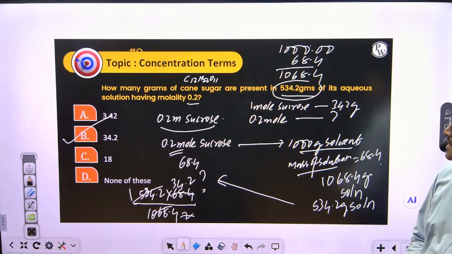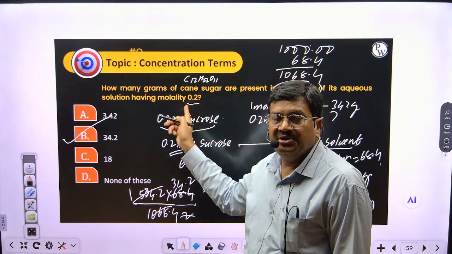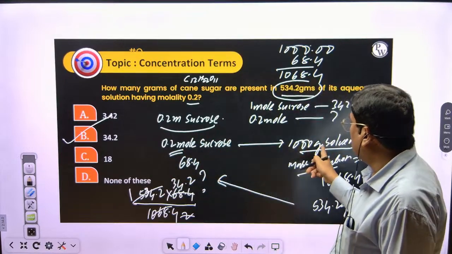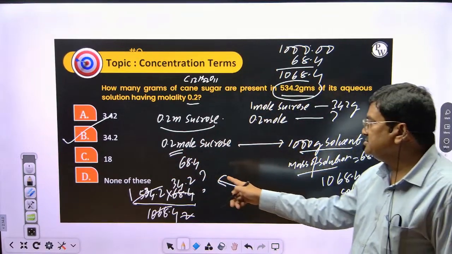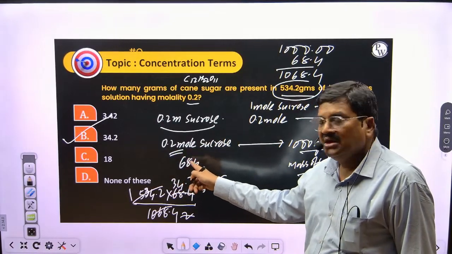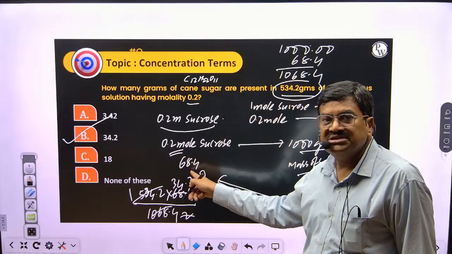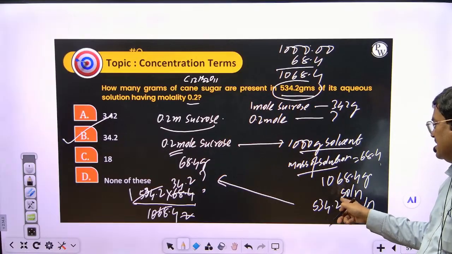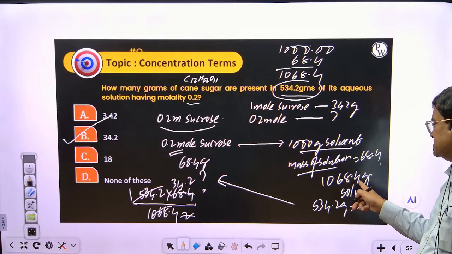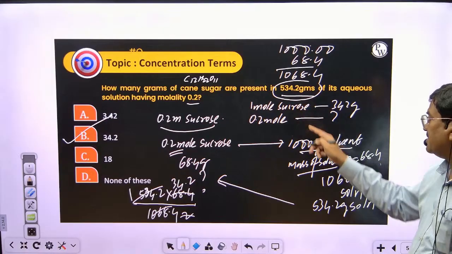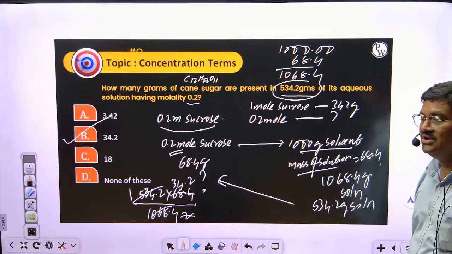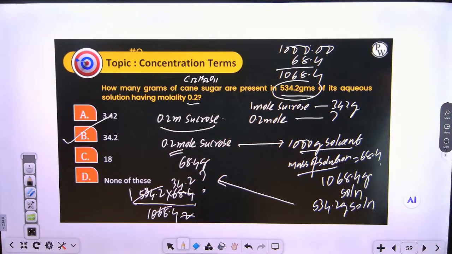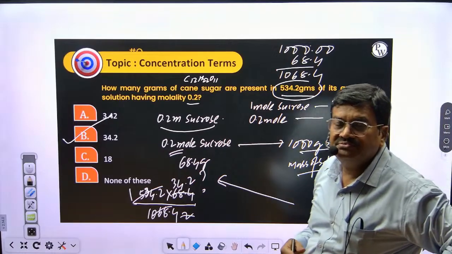Clear all of you? So here students should know what 0.2 molar means. 0.2 molar means 0.2 moles is present in 1000 grams of solution. So how much mass will 0.2 mole weigh? If 1 mole is 342, for 0.2 mole it comes to 68.4 grams. This is the solute, and you have to add solute plus solvent. That comes to 1068.4 grams. So the question is asking for 534.2 grams, how much solute will be present. Clear, student? Understood, all of you?